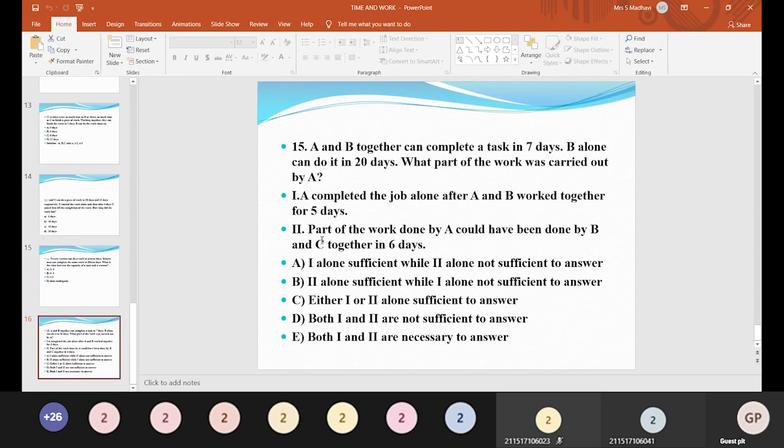B's 1 day's work is 1 by 20. A plus B's 1 day's work is 1 by 7. A plus B's 5 days' work is 5 by 7. So here the remaining work is 1 minus 5 by 7, which is equal to 2 by 7. 2 by 7 of the work is carried out by A. Here statement 2 is irrelevant. Statement 1 is enough to solve the problem. So option A is the right answer. Thank you.